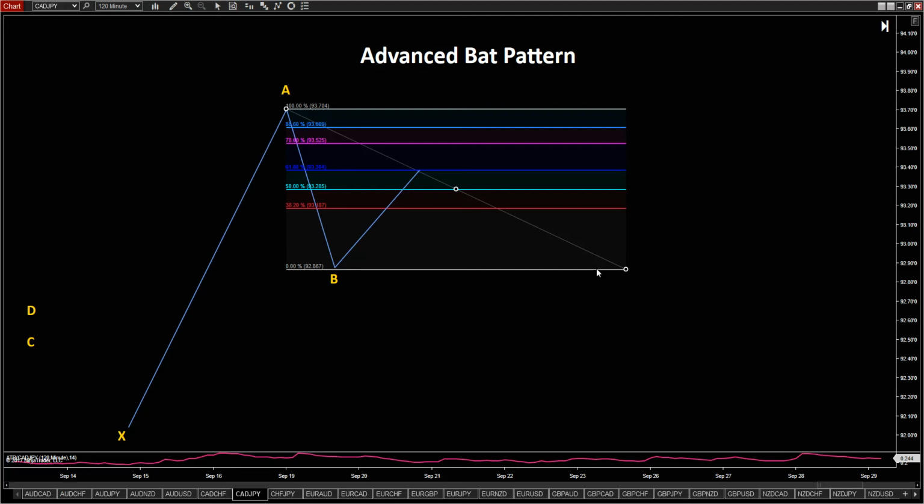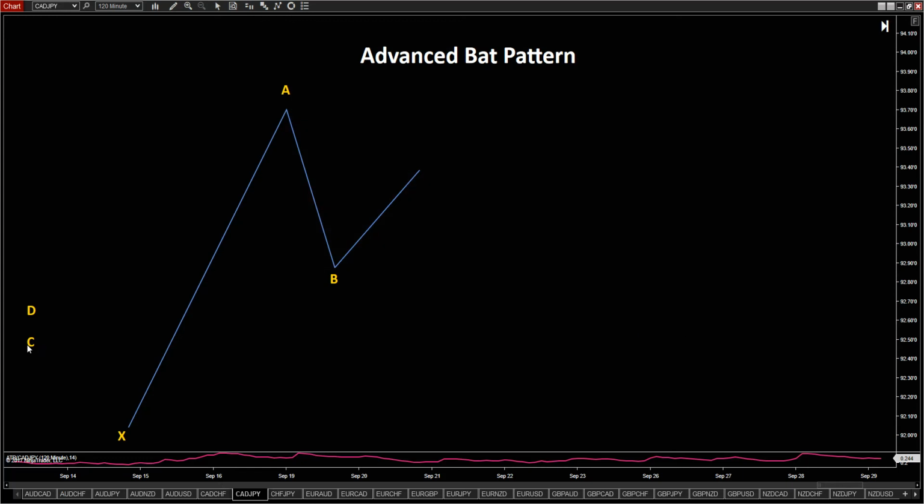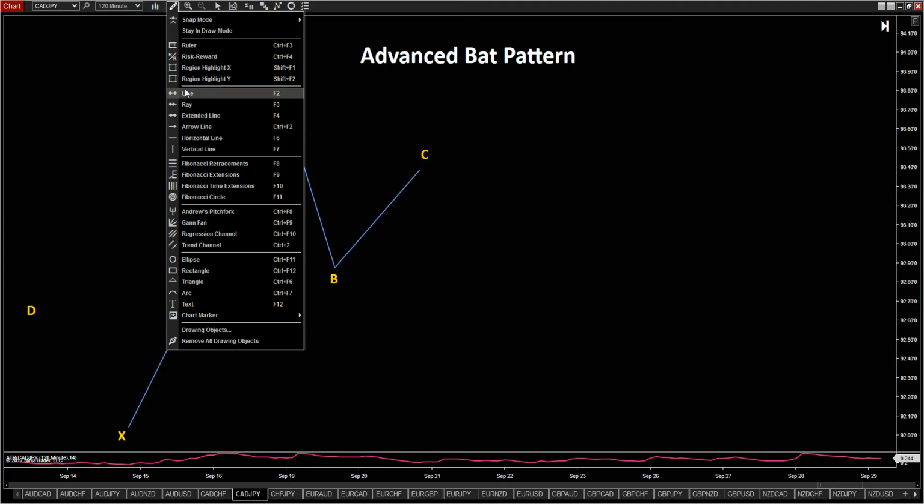Obviously, when we go to the charts where the price action is, very rarely is it exactly 50%, 61.8 exact completions, but we will have a look at that shortly. C, nicely up there. And once we've recognized X, A, B, C, we're looking for our D point, which is also our completion point, where our limit orders will be.